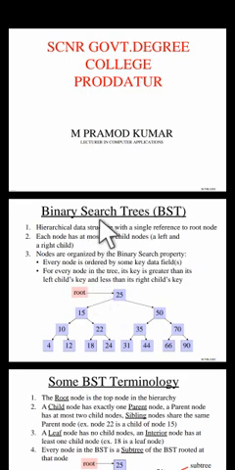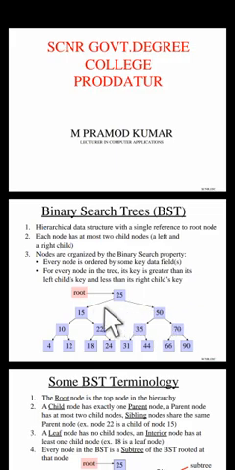Today, I am going to discuss binary search tree from data structures. A binary search tree is a hierarchical data structure with a single reference to the root node. From this example, we can identify that 25 is the root node. Each node has at most 2 child nodes. Every node should have at most 2 child nodes.